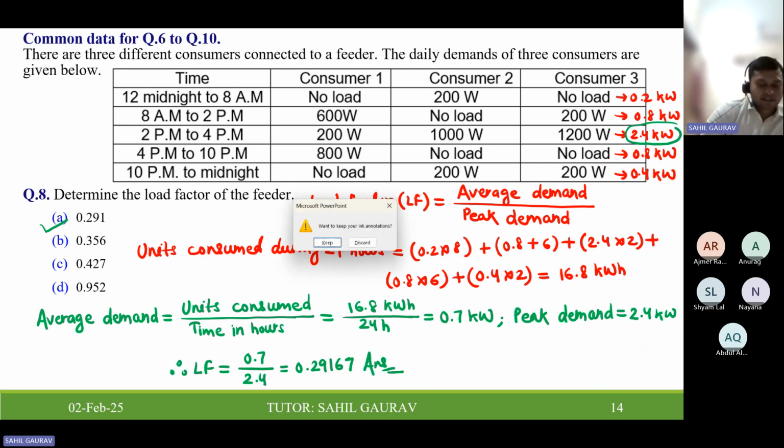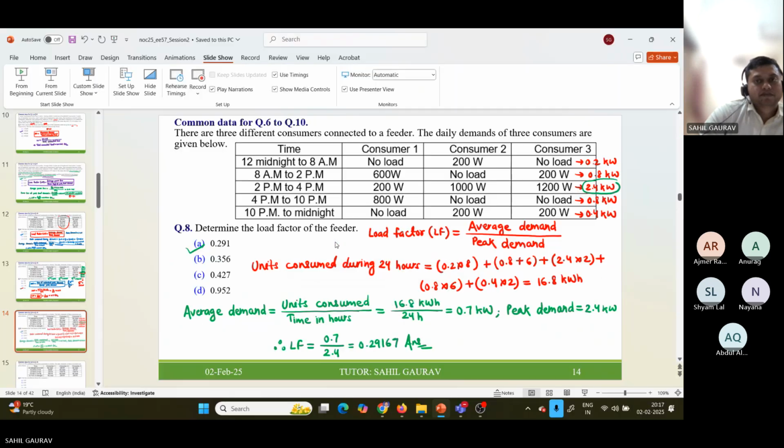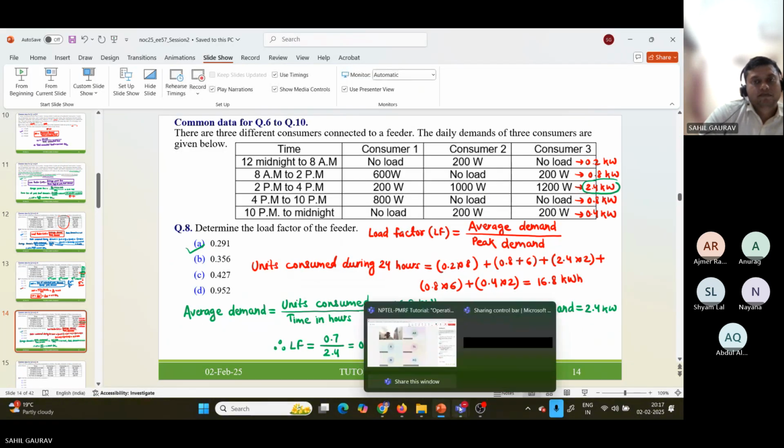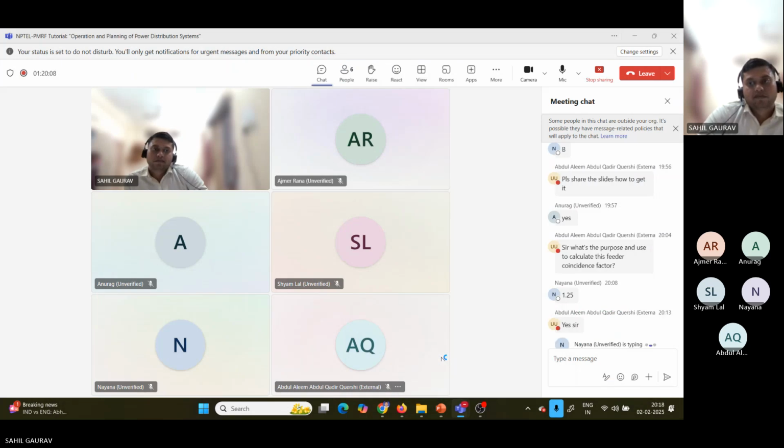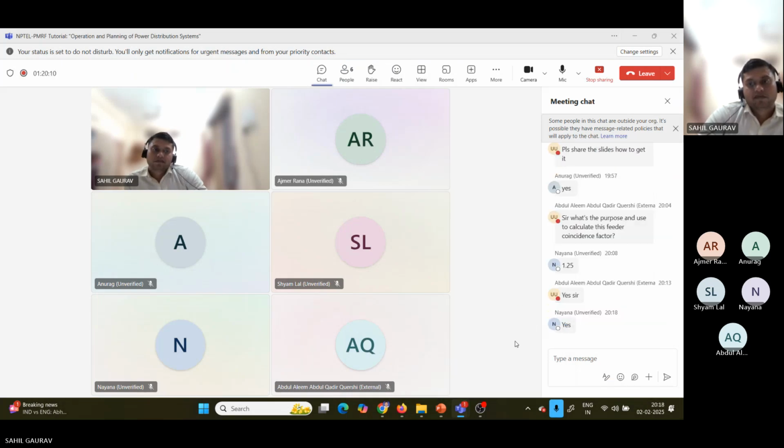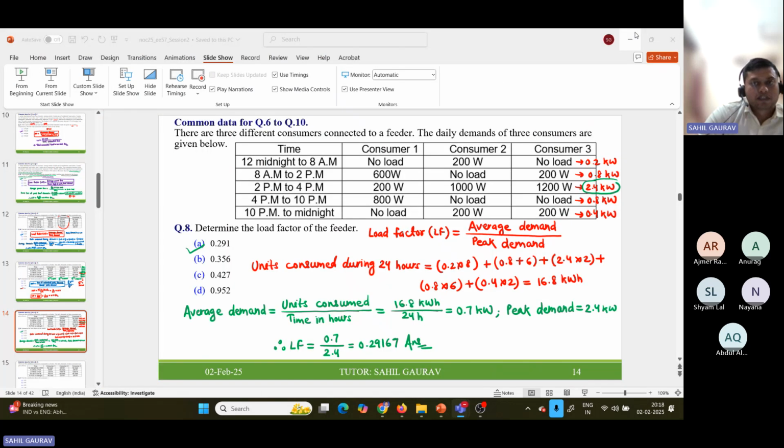How many of you got this answer? Okay, Nayan, very good. So one of you got the answer. Now let us come to the next problem that is little bit tricky. And in the current assignment, they have not asked this type of problem.